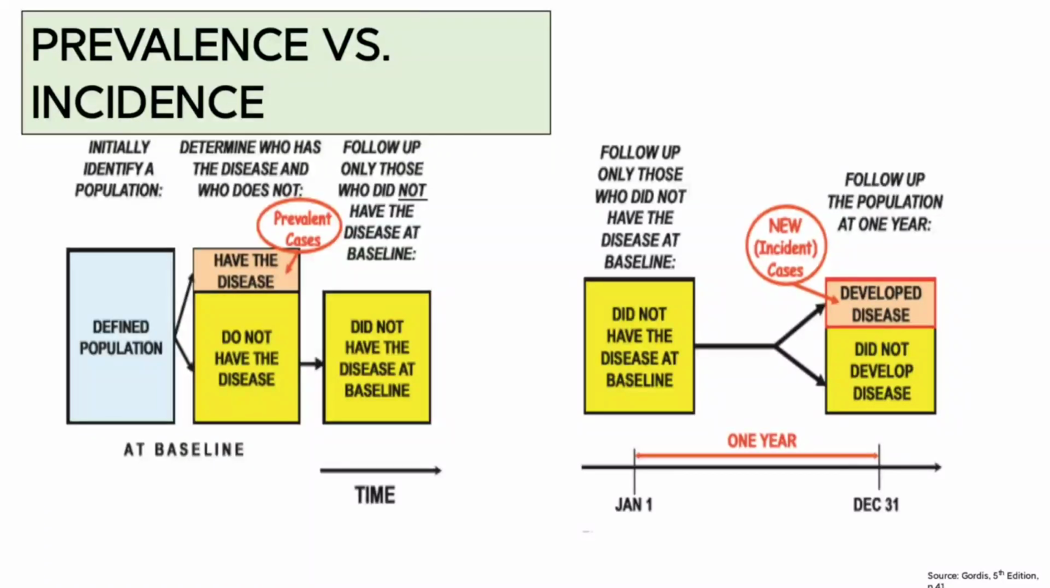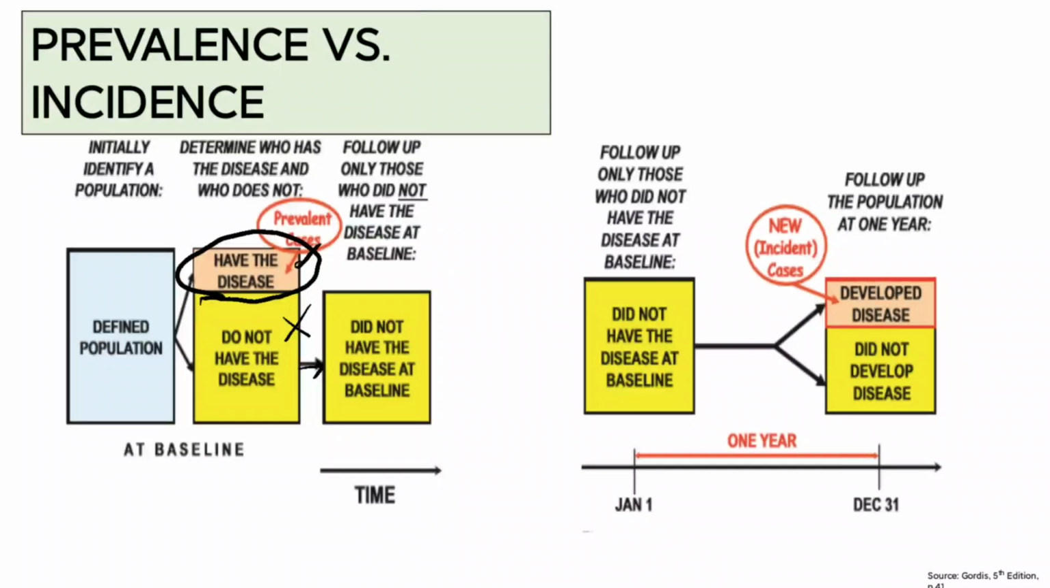And then, nagkasakit sila. And then, meron ding mga hindi nagkasakit. Nagkasakit, hindi nagkasakit. So, yung mga nagkasakit, those are what we call prevalent cases. And then, dito, did not have the disease at the baseline. Okay? You were going to follow up only those who did not have the disease at baseline. Okay? So, babalikan mo kasi yung mga data. So, that is your prevalence.